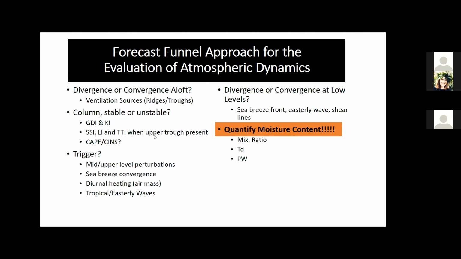Now, most important in the forecast process is going to be quantified moisture content. So when we look at mixing ratio, we also want to consider the dew point temperature and the precipitable water. Now, can we use relative humidity to quantify moisture content? And the answer to that question is no. Relative humidity does not quantify moisture content. It only quantifies how close you are to saturation. So you want to rely more, when quantifying, on parameters like the mixing ratio, dew point, and precipitable water.